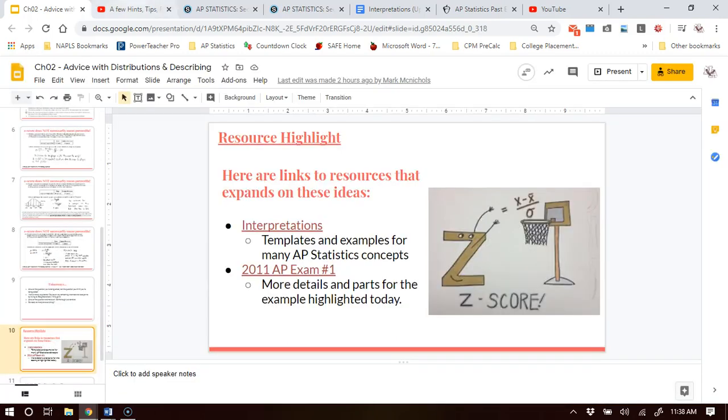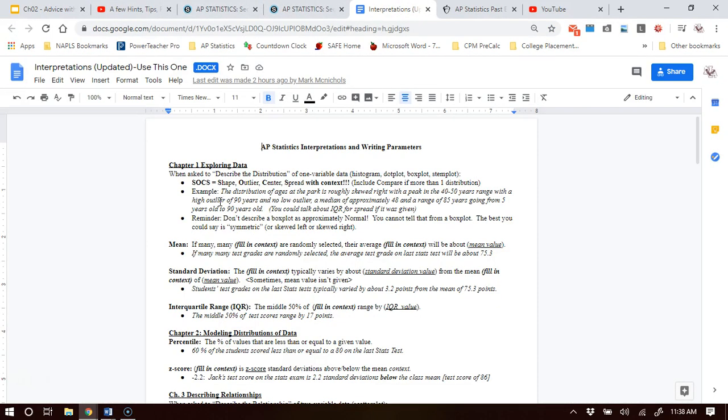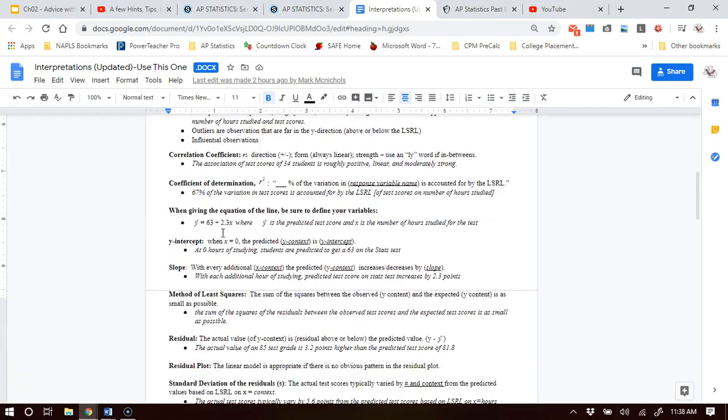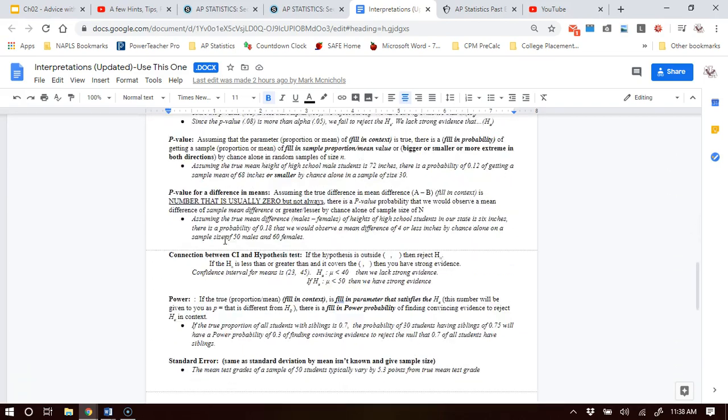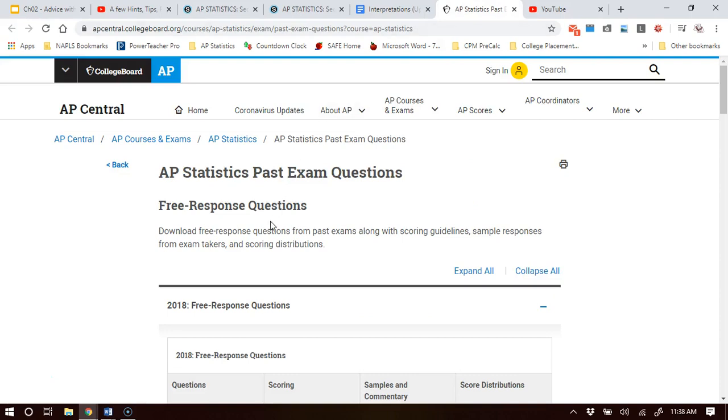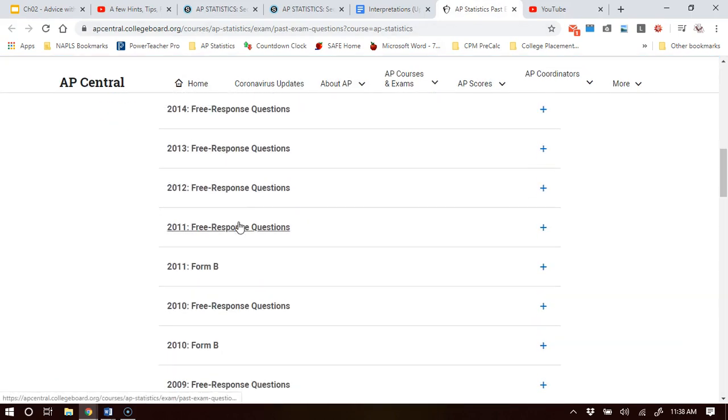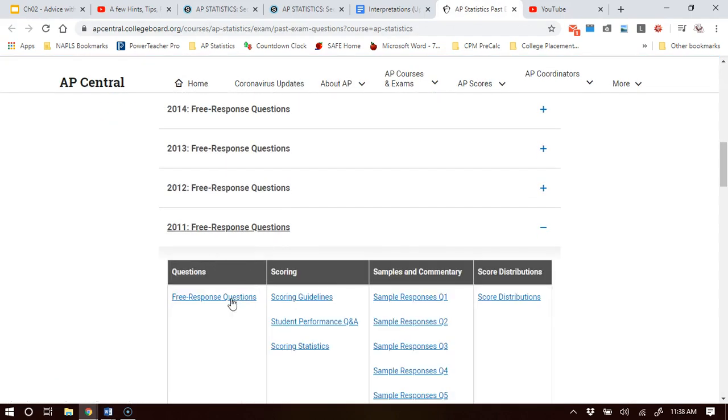So if I pull those up right now, here we have the interpretations. It goes through by chapter for you on all the different things outlined. We also have the AP exam. If we go down to 2011 and you click on the free response questions, you can look at question 1. You can even look at the scoring commentary for it as well.